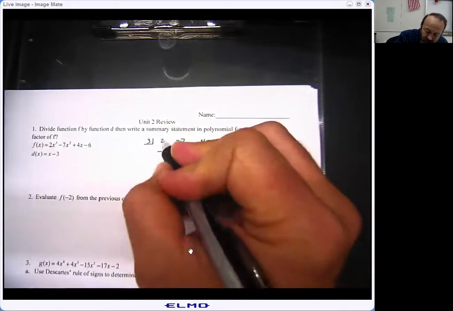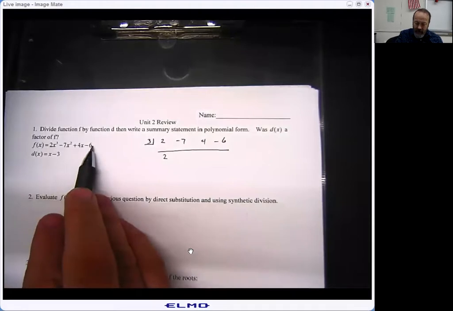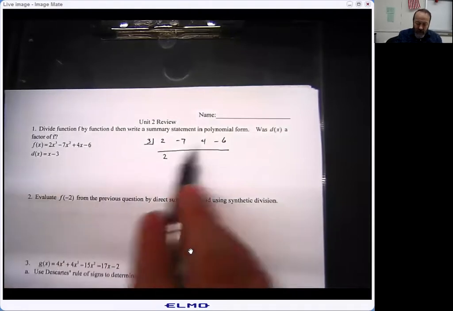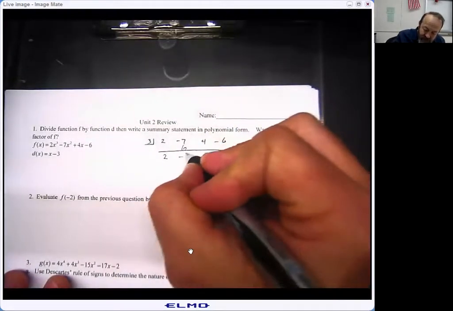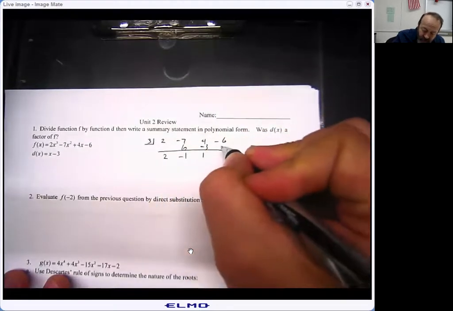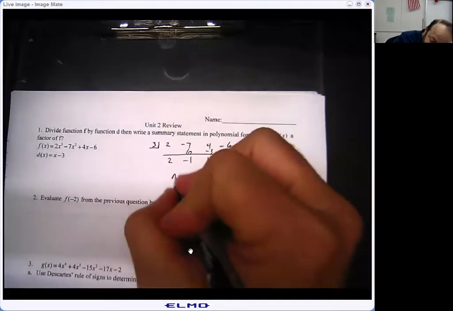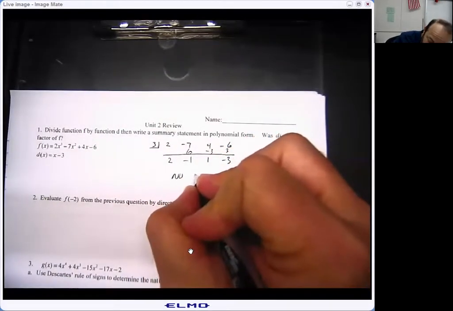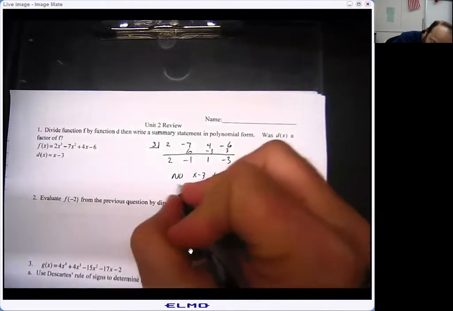Remember, in synthetic division, we just write down our coefficients. Let's double check and make sure there's no zeros in there. I've got a cube, a square, a first degree, and then my constant term. That looks like I've got them all. I drop the 2, 3 times 2 is 6, add down. 3 times negative 1, add down, and that leaves me with minus 3. Now, the question is, was that a factor? The answer is no. X minus 3 is not a factor, since there was a remainder.